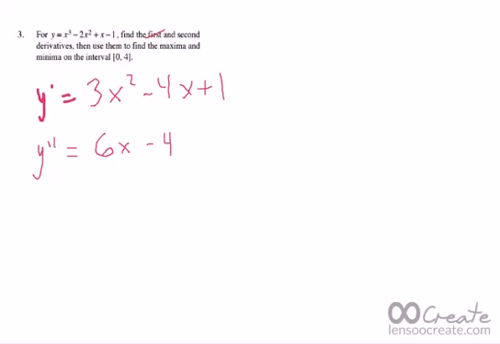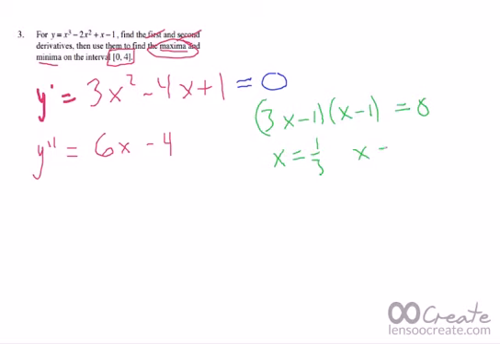All right, find the first and second derivative. Use them to find the maxima, minima on the interval 0 to 4. So, to find extrema, we set our first derivative equal to 0. Let's go ahead and solve that guy. Let's go ahead and factor: 3x minus 1, x minus 1, so x equals 1/3, x equals 1. So those are our extrema. Both are within the bounds of 0 to 4.